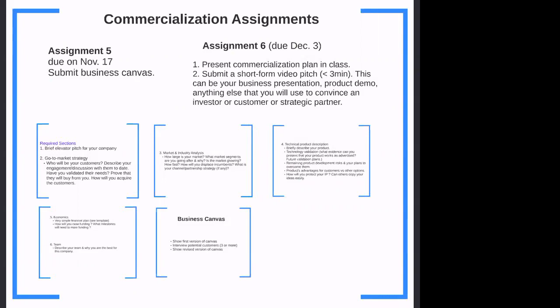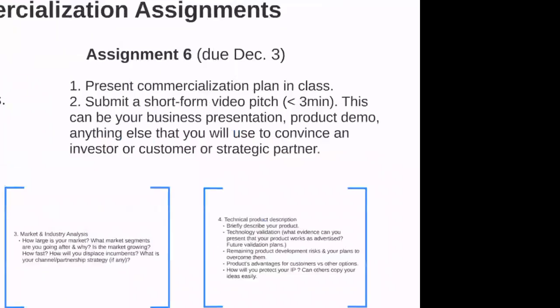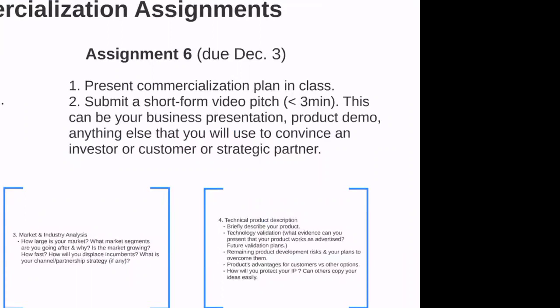Great. So again, just to confirm, you have 2 things you need to submit. Well, only 1 thing to submit, but you need to prepare for 2 things. 1 is a presentation in class, and 2 is a very short video pitch.